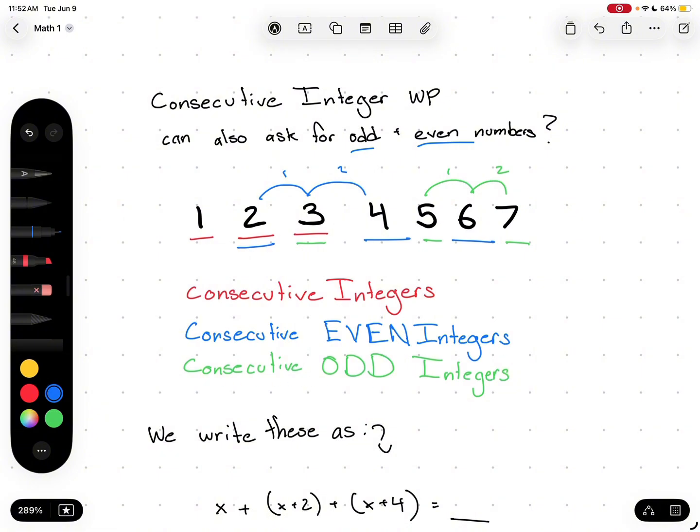Similarly, with odd integers, that's always going to be 2 away. 3 is 2 away from 5. 5 is 2 away from 7. 7 is 2 away from 9. Always going to be 2 away.